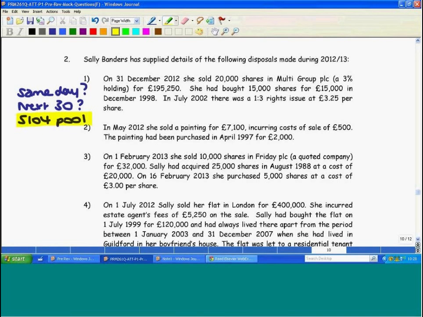So she didn't buy any on the same day that she disposed of them. She hasn't bought any in the next 30 days. So all of these shares are going to come from the Section 104 pool, which we will have to put together. Now, we'll see this as we go through the answer. And we're going to look at 2 columns, so the number of shares and the cost. And of course, if we have a rights issue, it just means we're going to have money to spend on these new shares, as opposed to if there was a bonus issue where the shares are actually for free.